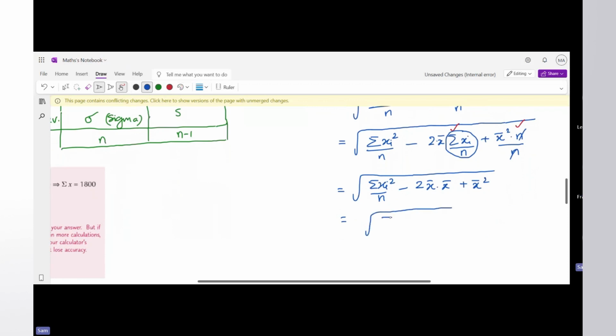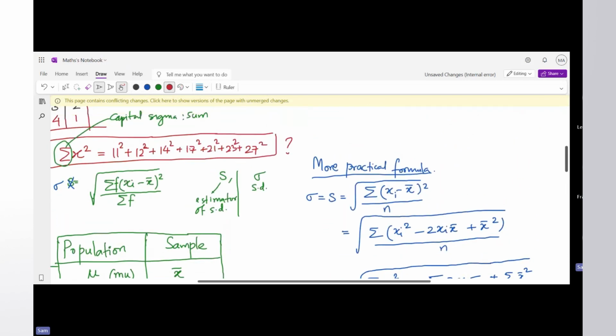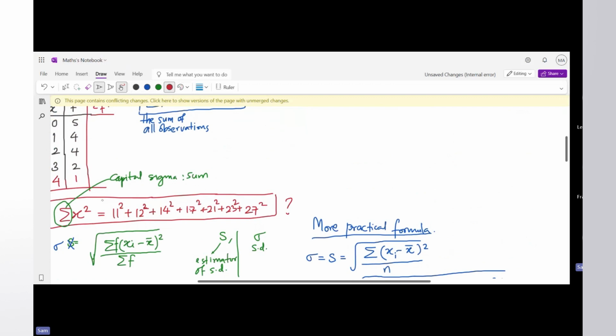So on simplification, we get sigma xi squared upon n minus 2x bar squared, correct? Yes. Plus x bar squared. So we get minus x bar squared. So this is the formula, which is a more practical formula for finding the standard deviation. That is why I was asking you to calculate what is the sum of squares.